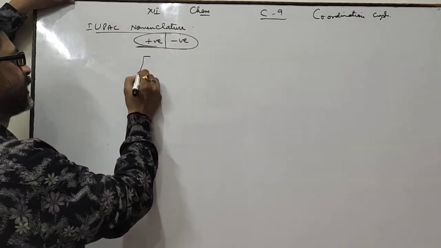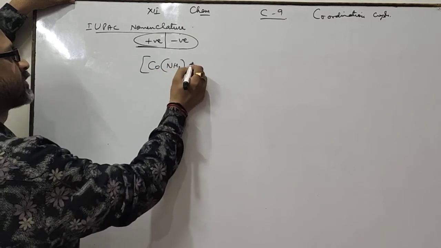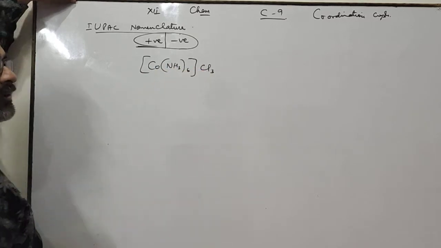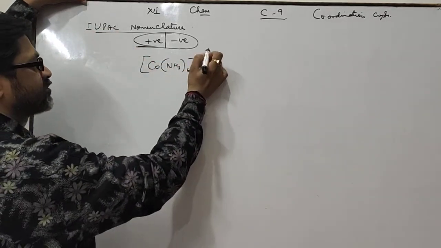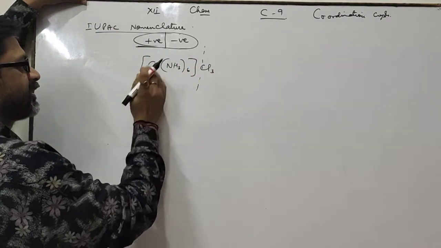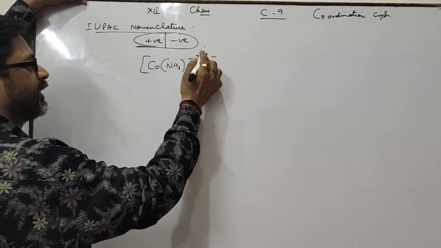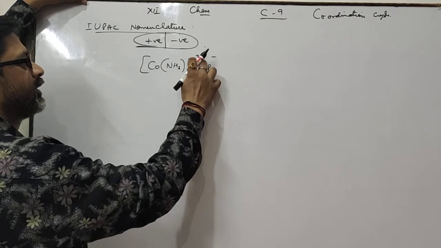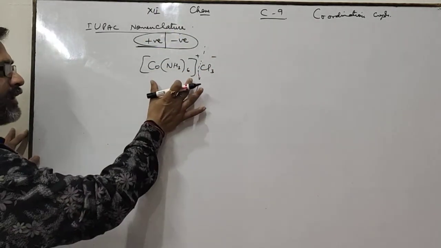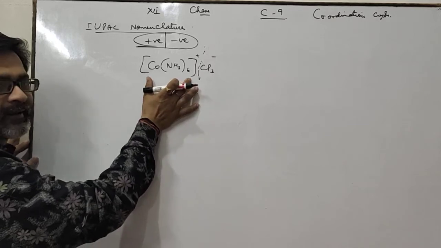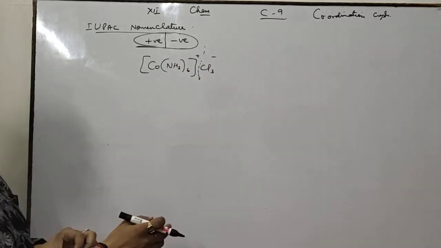For example, see here [Co(NH3)6]Cl3. In this coordination compound, this whole coordination entity is written first, hence it behaves like the positive part, and the counter ion which is written after behaves like the negative ion. Hence you write first the name of this coordination entity and then the name of the counter ion. Okay.